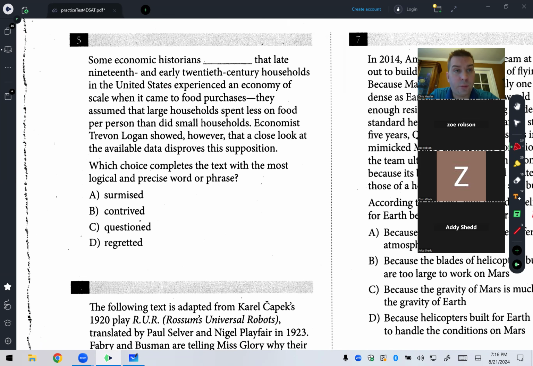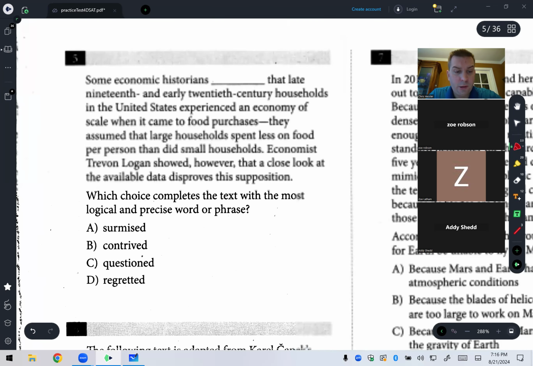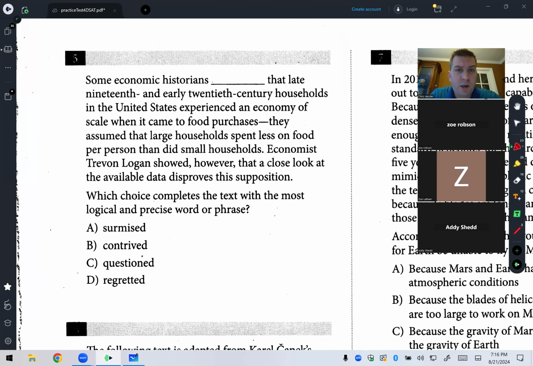Okay, so sentence completion. Some economic historians blanked that late 19th and early 20th century households in the US experienced an economy of scale when it came to food purchases. They assumed that large households spent less on food per person than did small households. Economist Trevor Logan showed, however, that a close look at the available data disproves this supposition.